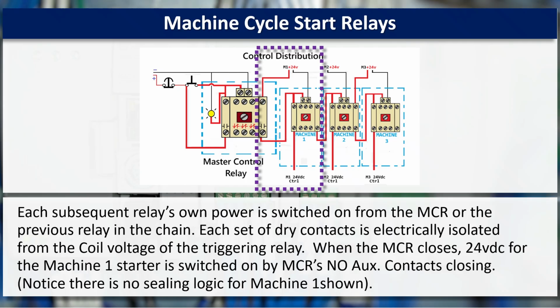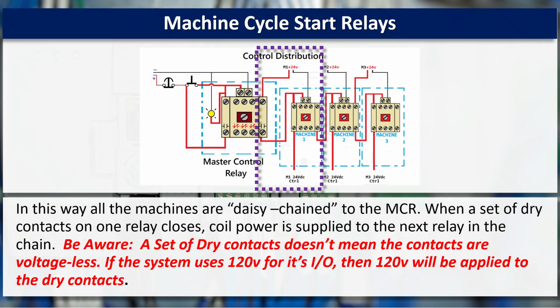When the MCR closes, the 24-volt for the machine 1 starter is switched on by the MCR's normally open contacts closing. Notice there is no sealing logic for machine 1 shown. In this way, all the machines are daisy-chained to the MCR. When a set of dry contacts on one relay closes, coil power is supplied to the next relay in the chain. Be aware, a set of dry contacts doesn't mean the contacts are voltageless. If the system uses 120 volts for its I/O, then 120 volts will be applied to the dry contacts.